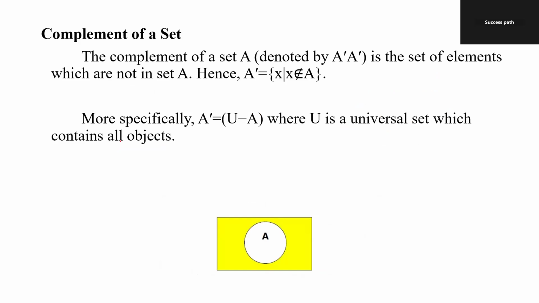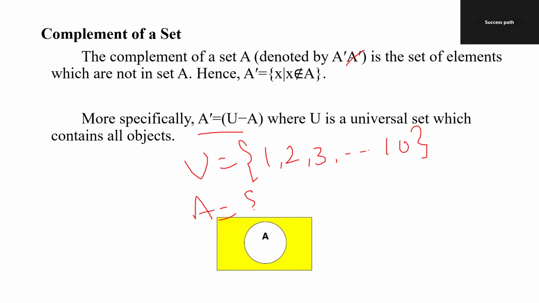Complement of a set is denoted by A dash. Just A dash, you have to write only the dash. This is the set of elements which are not in the set A. For example, U minus A. Suppose U is equal to 1, 2, 3, 4 up to 10, I have given in the U. For example, A I have given 3, 5 and 9 only is there in the A. So U minus A we have to calculate.